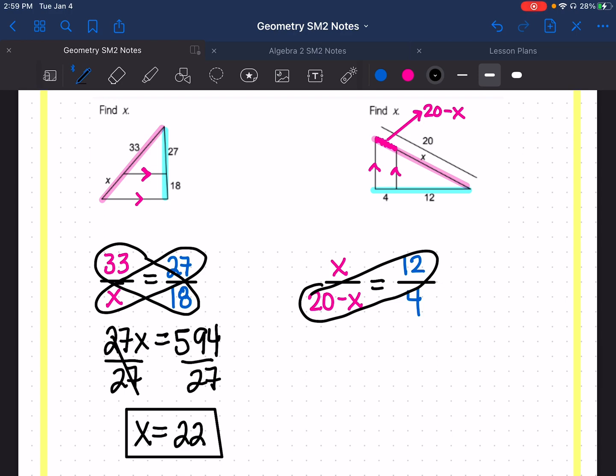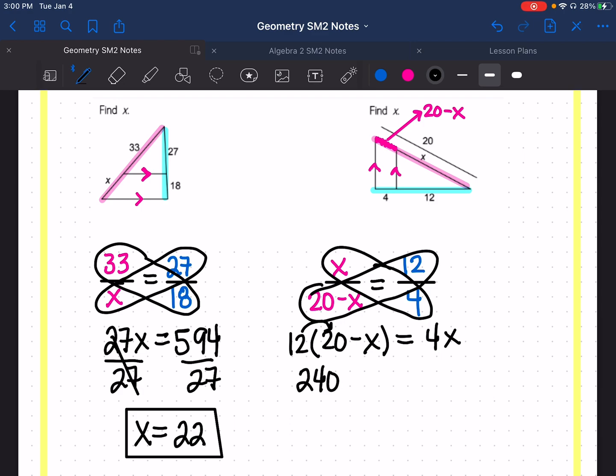Now that I've done that, I'm going to cross multiply. When I cross multiply here, remember I have to multiply the 12 times the 20 minus x, so I must have the parentheses. And here I'm just going to do x times 4, or 4x. I have to distribute the 12 inside, so 12 times 20 is 240, minus, because that's what I see inside the parentheses, 12 times x is 12x.